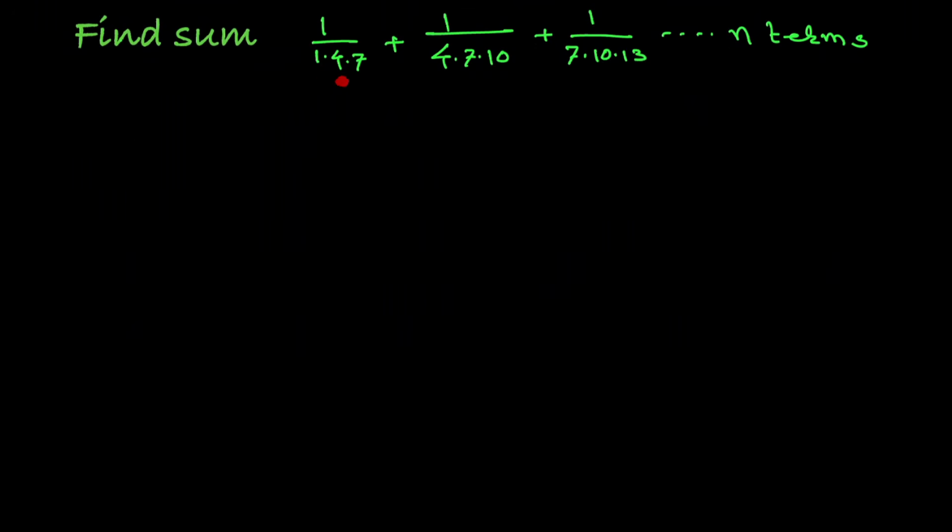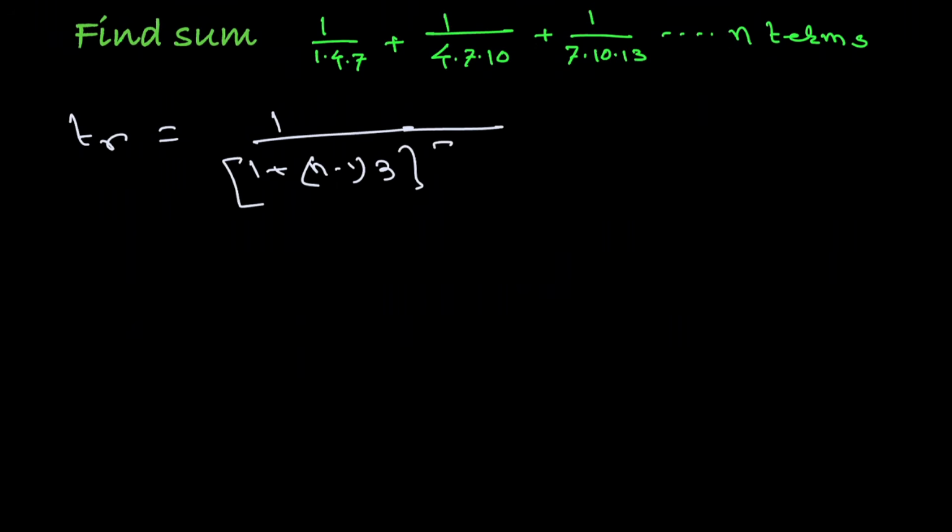Another is 4, 7, 10. Another is 7, 10, 13. So first of all, we have to get the rth term TR. So what is the TR? In this case, first we are going to find 1, 4, 7, 10, its nth term. What will you get? A plus n minus 1 into d, since 3 is the common difference.